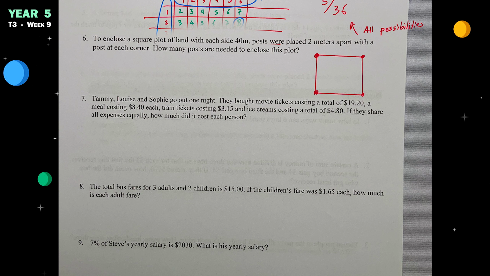Well, we know that 40 meters, divided by 2, you will get 20 posts or trees. Post, we call it post here. So it's 40 divided by 2 gives you 20 posts. Oh, sorry, not 20 posts, that's wrong. 20 gaps. So there are 20 gaps.